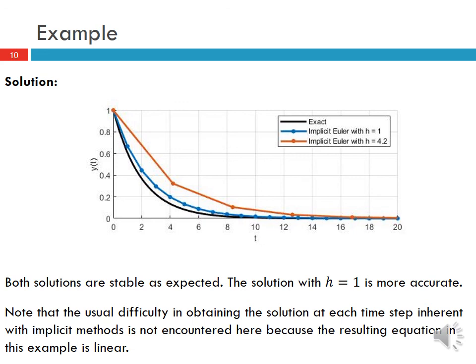And we can note here that the usual difficulty in obtaining the solution at each time step inherent with implicit methods is not encountered here because the resulting equation in this example is linear. But in general, that is not always the case.